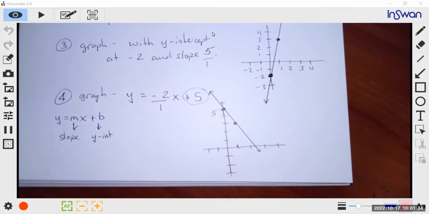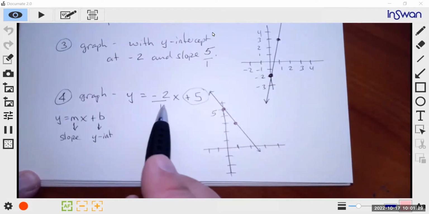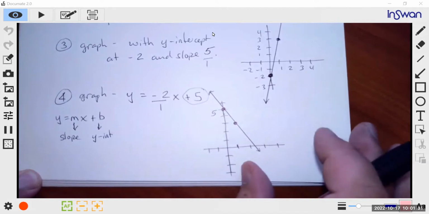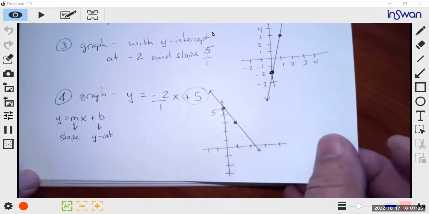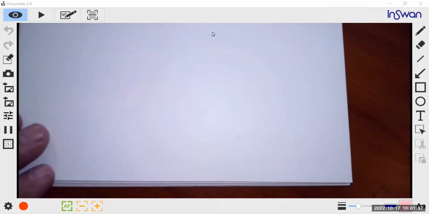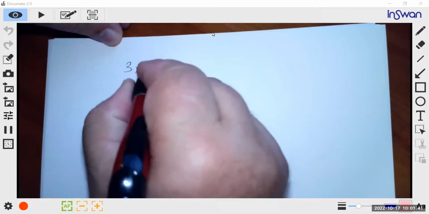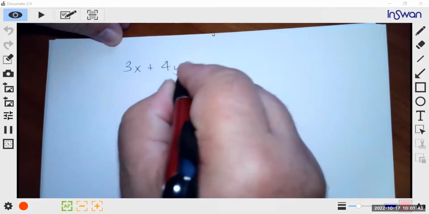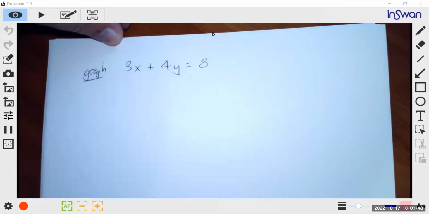So if I give you an equation, I don't care what it looks like, solve for y, and then whatever's in front of your x is your slope, and whatever is at the back is your y-intercept. Graph that equation.